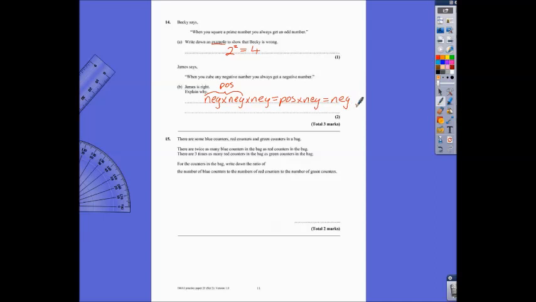Question 15. There are some blue counters, red counters and green counters in the bag. There are twice as many blue counters in the bag as red, and there are 3 times as many red as there are green. Work out the ratio of blue to red to green. There is the least amount of green counters. So if we said that there was 1 green counter in this bag, we'll start with the greens. There are 3 times as many reds, so that means there would have to be 3 reds. And then it says there are twice as many blues as reds, so 2 lots of 3 would be 6. So the ratio would be 6 to 3 to 1.